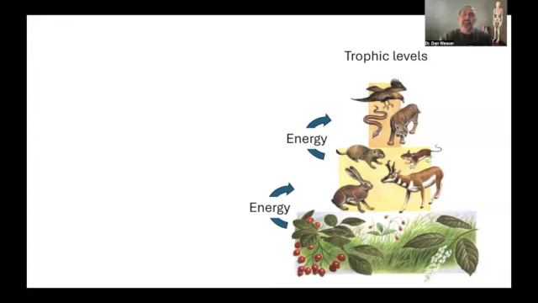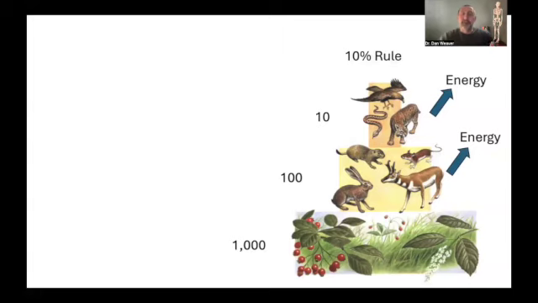Now, if you look carefully at this diagram, you'll notice that the bottom block with the producers is a large block, and then it gradually gets smaller as you go from one level to the next. That's because energy is lost along the way. We call this the 10% rule. That is, that 90% of the energy is lost to heat. Only 10% is transferred to the next level. So if there are 1,000 units of energy made by the producers, then the herbivores are only going to get 100 units of energy. The carnivores are only going to get 10 units of energy. So the energy gradually decreases as it goes.